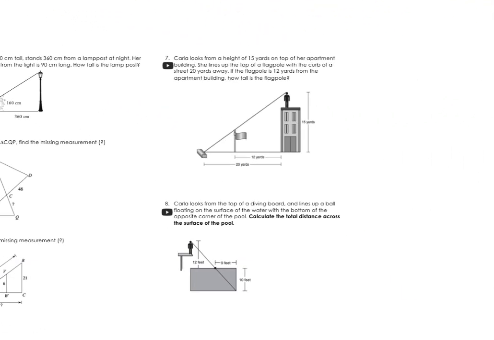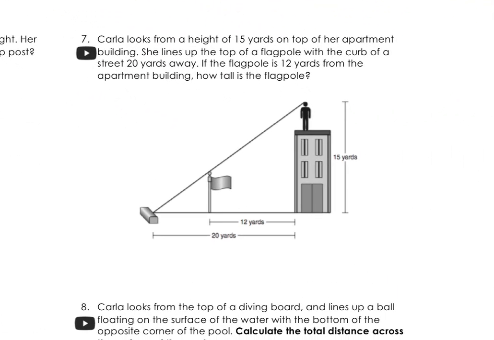All right, let's look at number 7. It says Carla looks from a height of 15 yards on top of her apartment building. She lines up the top of the flagpole with the curb of a street 20 yards away. And if the flagpole is 12 yards from the apartment building, we want to know how tall is the flagpole. So the height we're looking for is here.